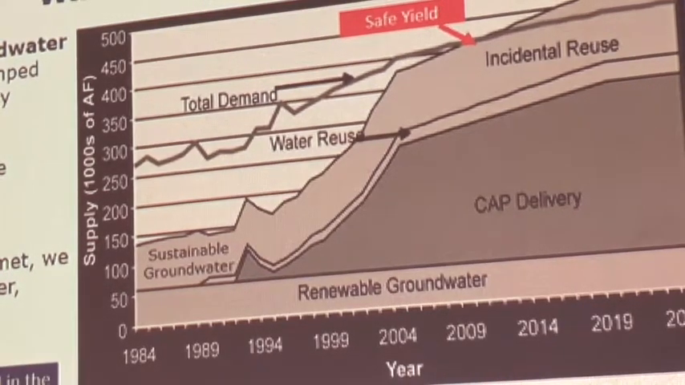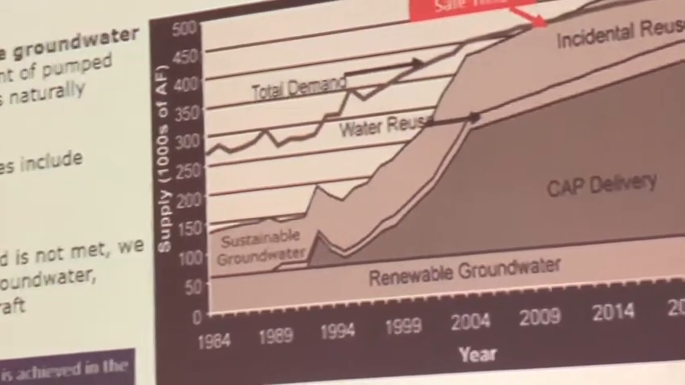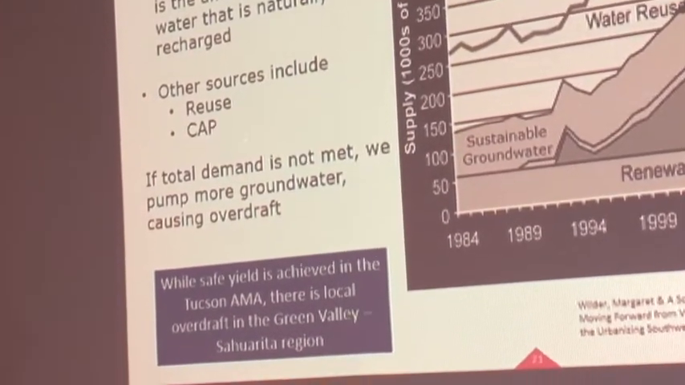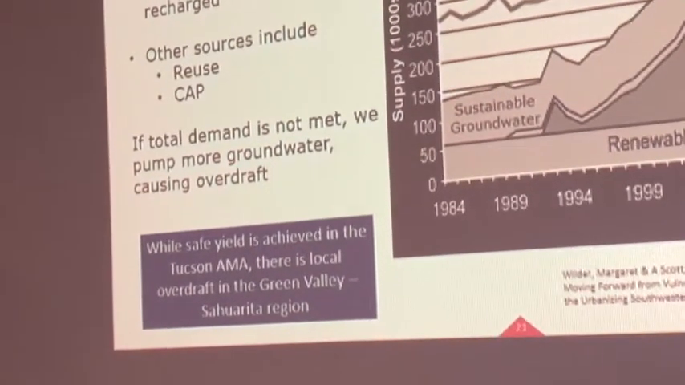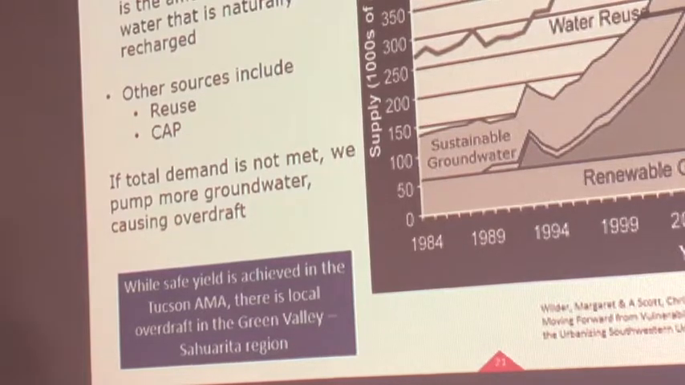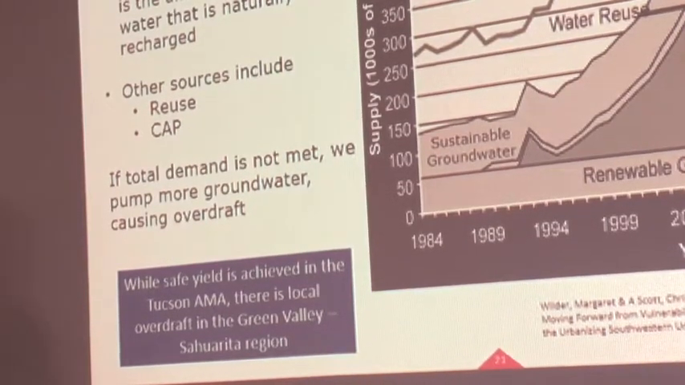So you can see here over on the side, other sources are effluent reuse, so treated wastewater, and CAP water, Central Arizona Project water from the Colorado River. And if we don't meet the demand, we pump more groundwater. That's what happens.